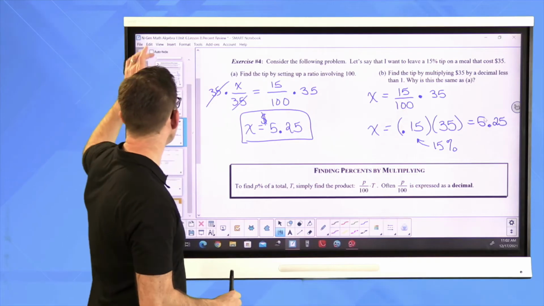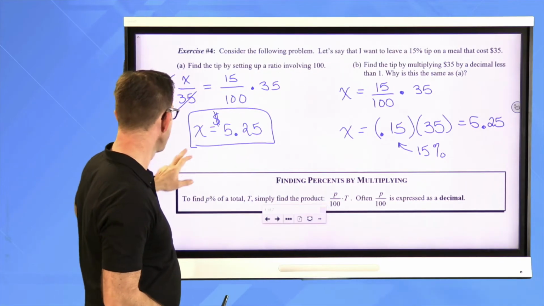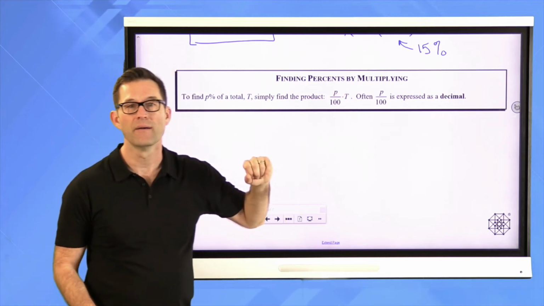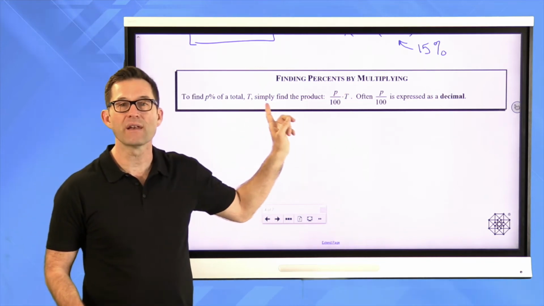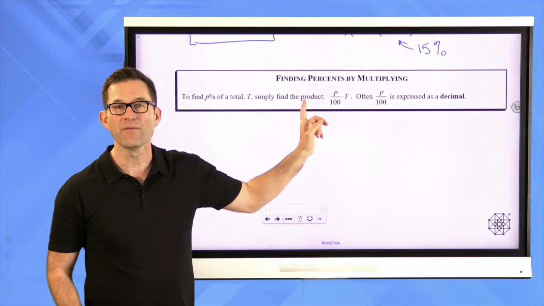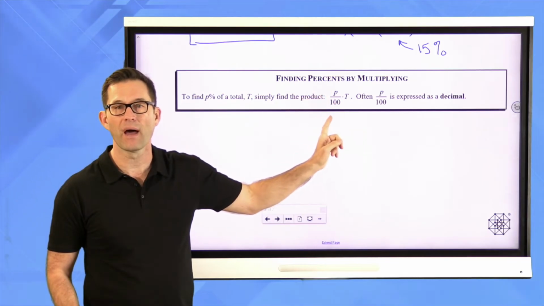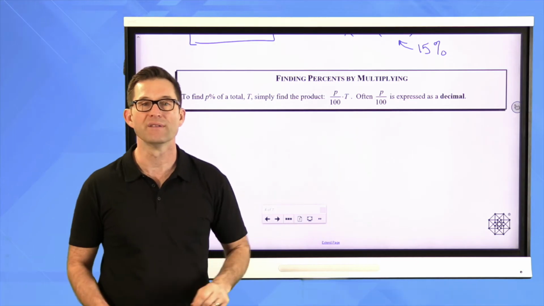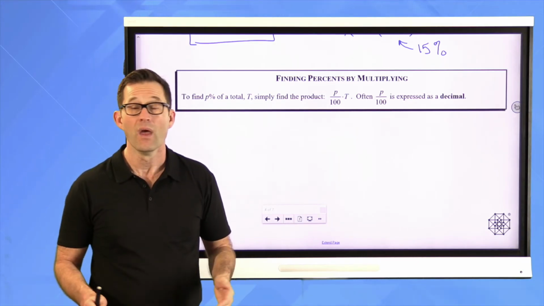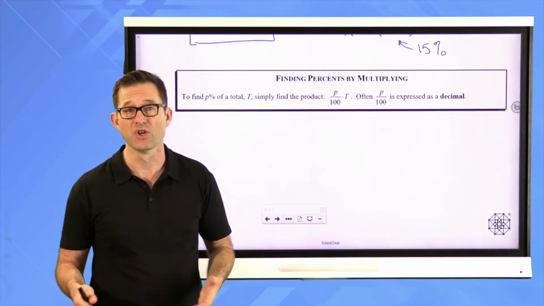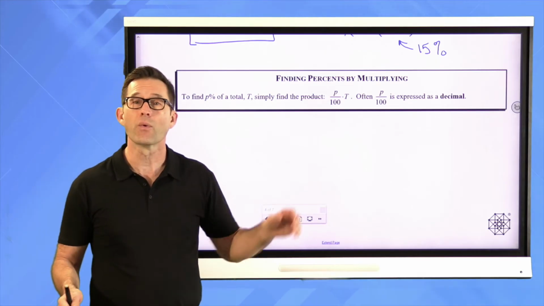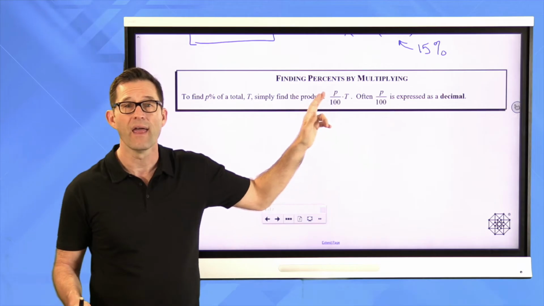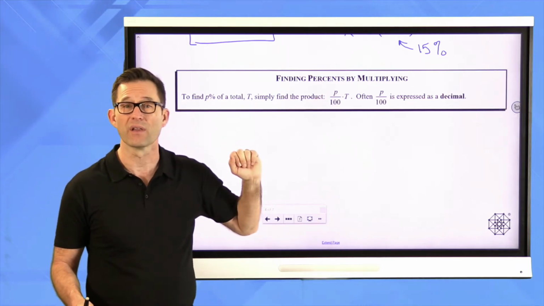So let's summarize that right here. Finding percentages by multiplying. To find p% of a total of t, simply find the product of p divided by 100 times t, where often p divided by 100 is expressed as a decimal. I mean, you could write it as a fraction, it just gets bulky. And really remember that dividing by 100 is just going to take the decimal point in your percent and move it 2 spaces to the left.